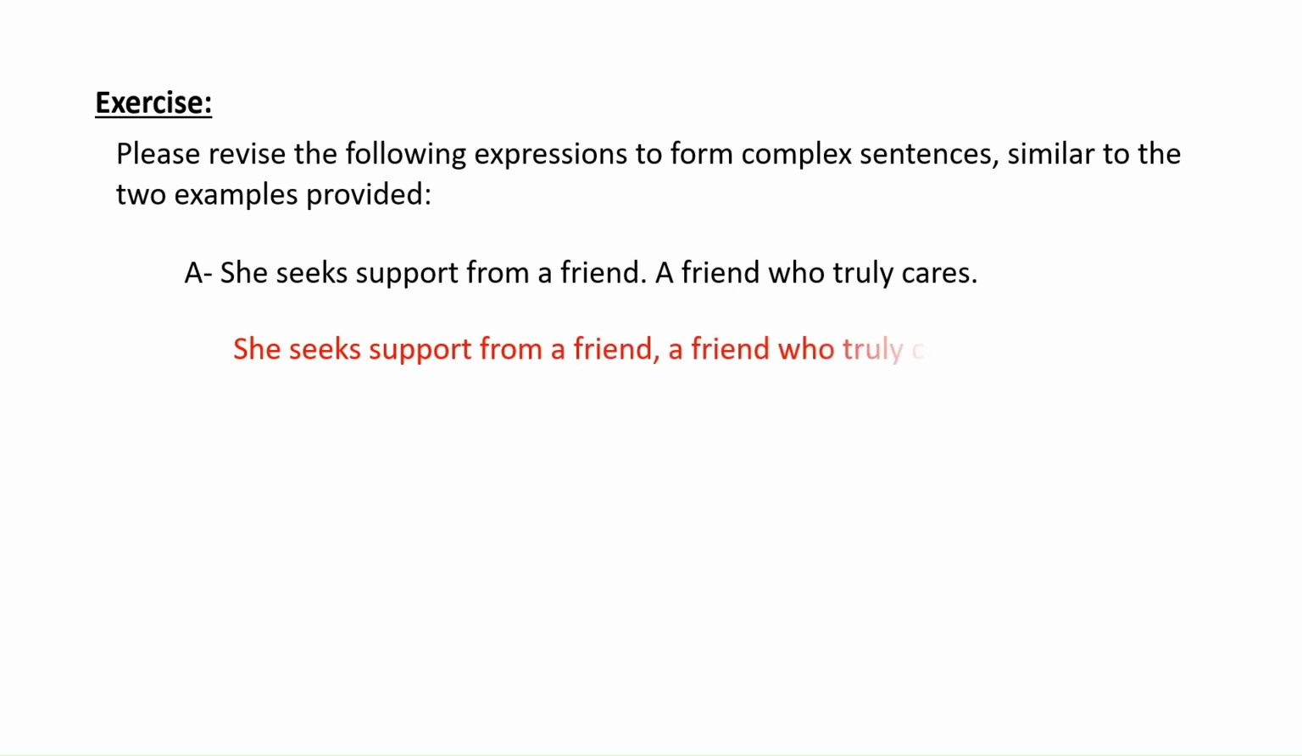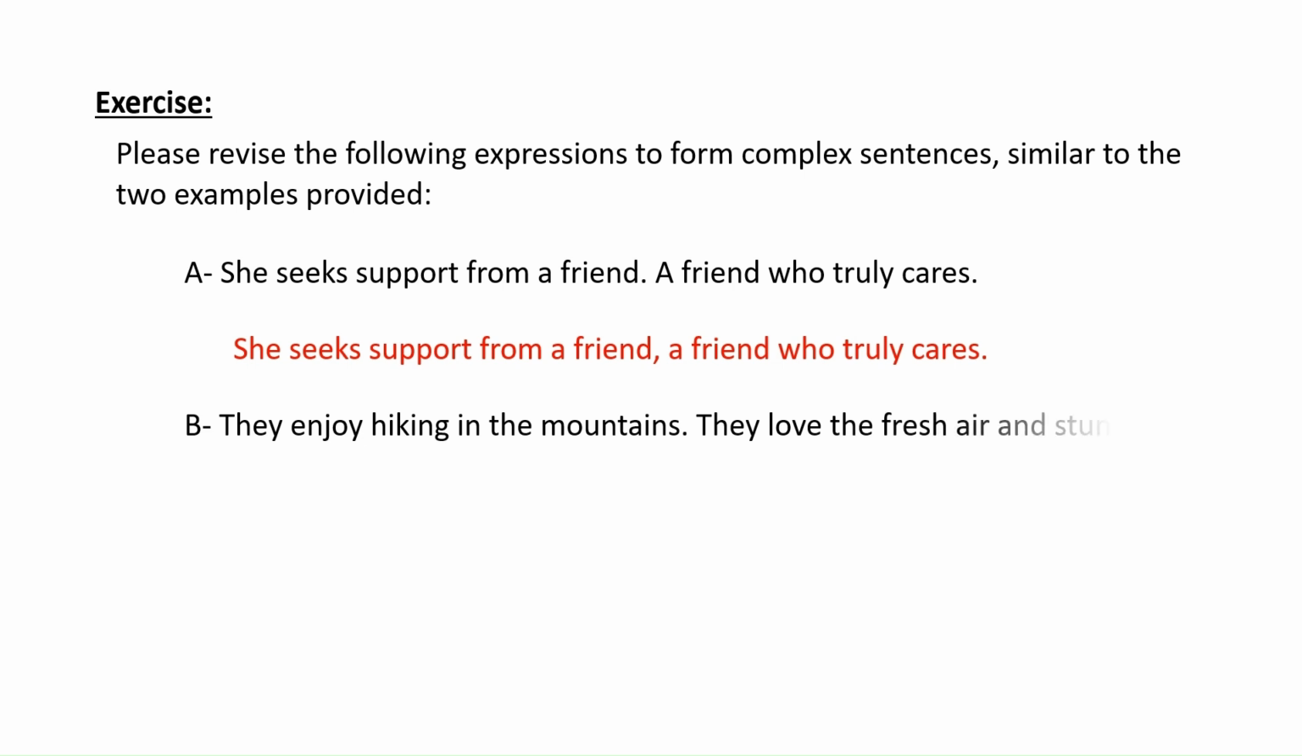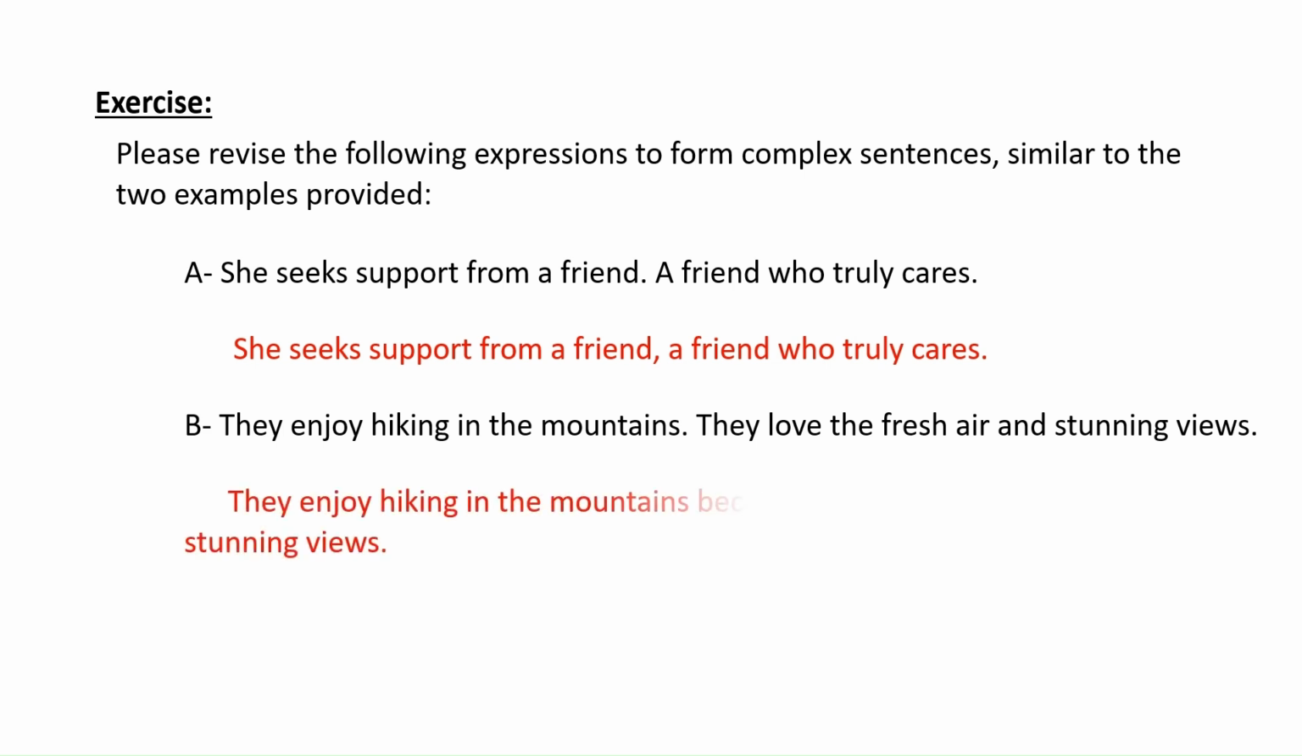B. They enjoy hiking in the mountains. Full stop. They love the fresh air and stunning views. And here we can conjoin the two sentences with the word because to give the good reason why they enjoy hiking. Then it will become: they enjoy hiking in the mountains because they love the fresh air and the stunning views.